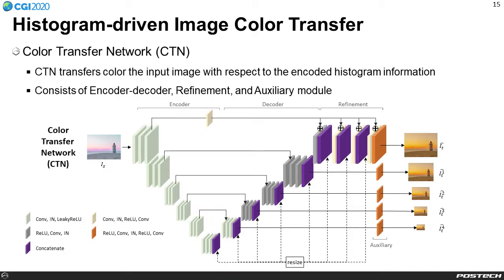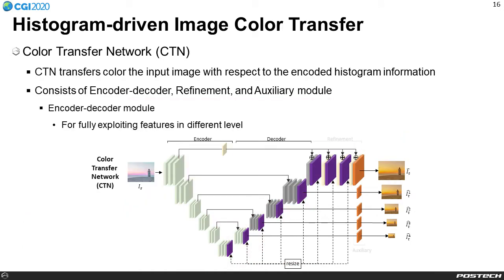We apply the semantic replacement on target histogram features. After HEN encodes histogram features and semantic replacement is applied, CTN transfers the color of the input image given the encoded histogram features. The network is composed of encoder, decoder, refinement, and auxiliary modules. The encoder-decoder structure allows CTN to fully exploit features in different scales, and the refinement module refines the decoded feature for the final results. An auxiliary module facilitates the training process with multi-scale prediction of color transferred images.